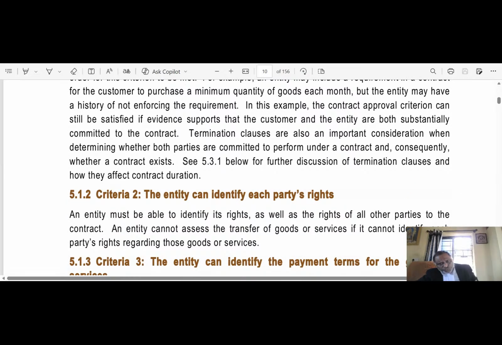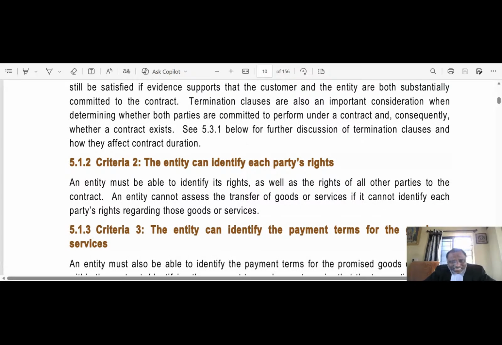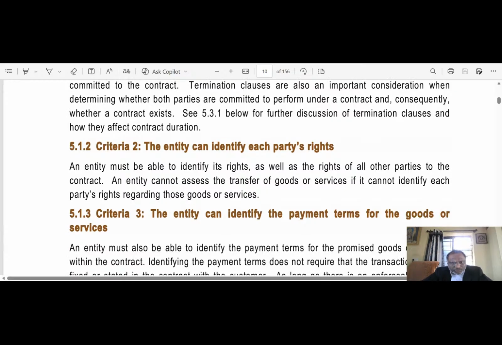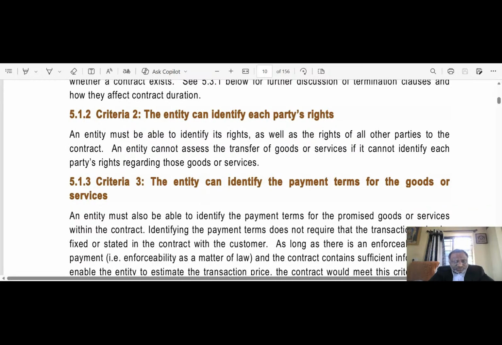Criteria 2: the entity can identify each party's rights. An entity must be able to identify its rights as well as the rights of all other parties to the contract. An entity cannot assess the transfer of goods or services if it cannot identify each party's rights regarding those goods or services. Criteria 3: the entity can identify the payment terms for the goods or services.